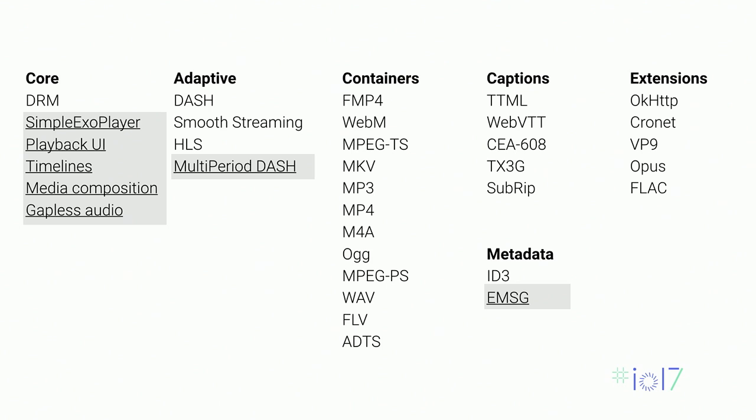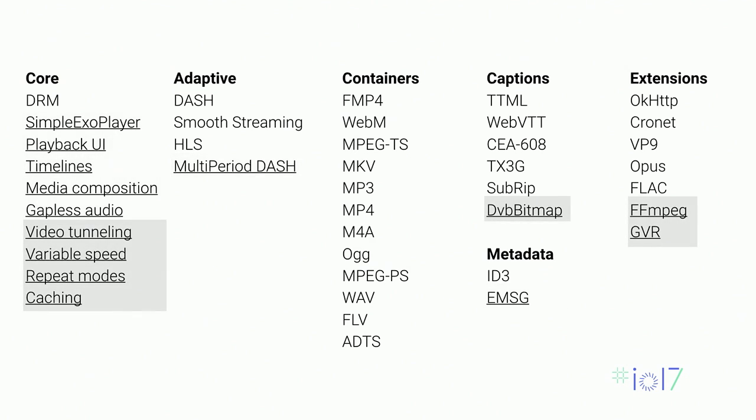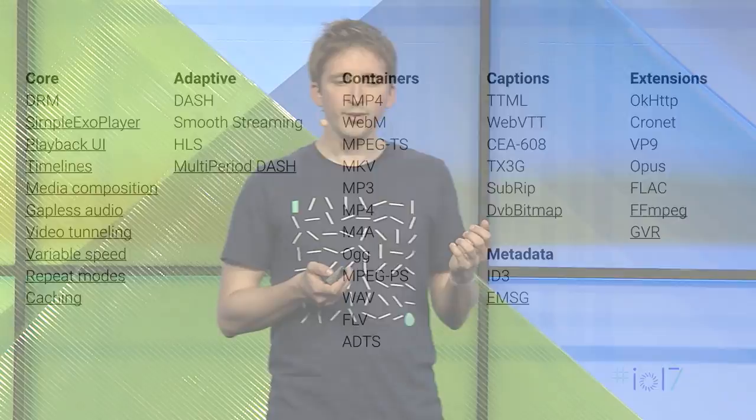which is a slightly higher level API for using ExoPlayer, and also some playback UI components that you can use to get started really quickly out of the box. Since then, we've been adding more features. Most notably, we recently added support for variable speed playback. And we've also been building up our ability to cache media as it's played. And so this is where we're at today.